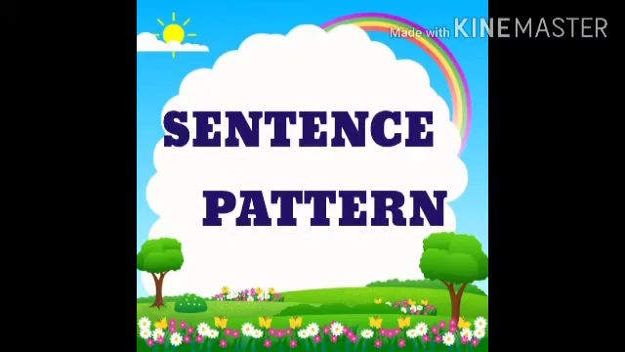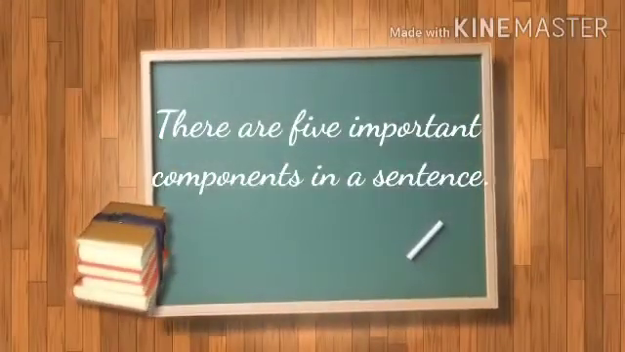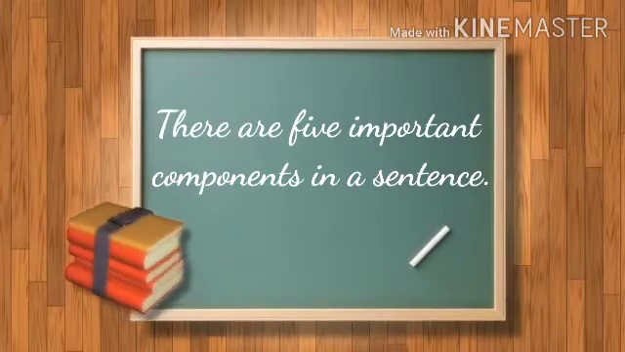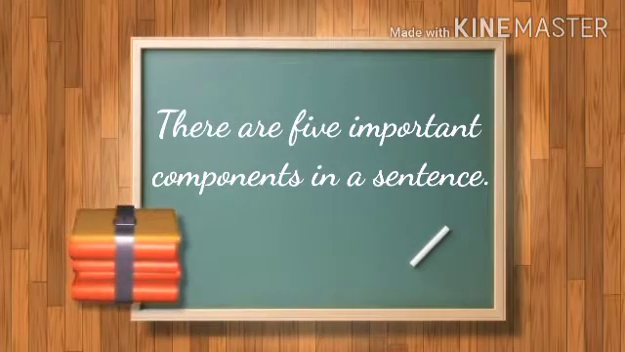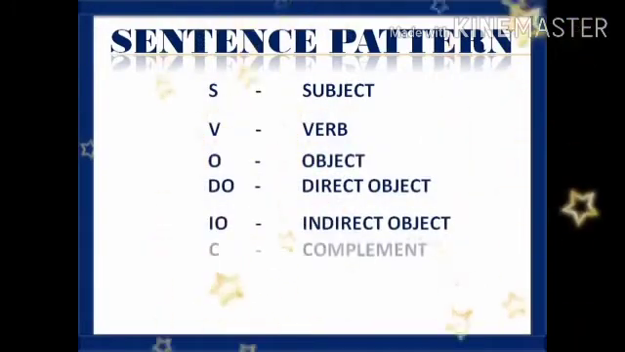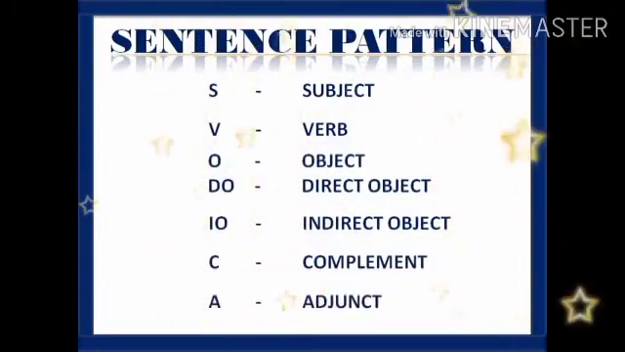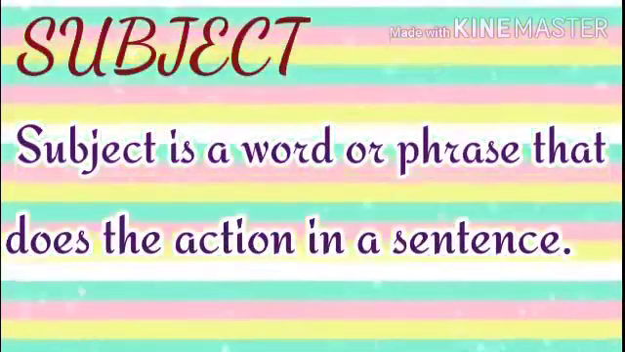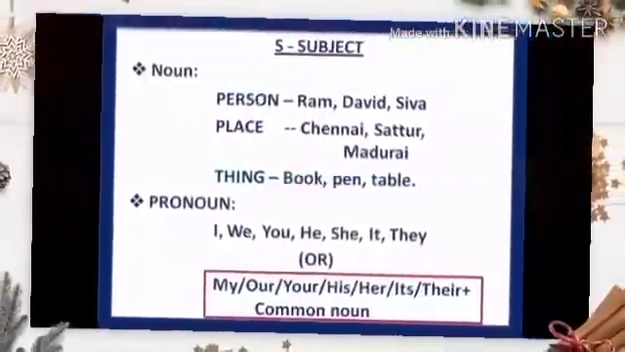Today we are going to see a grammar part, sentence pattern. A sentence is a group of words. There are 5 important components in a sentence. They are subject, verb, object. Object is of two types, direct object and indirect object. Complement and adjunct.